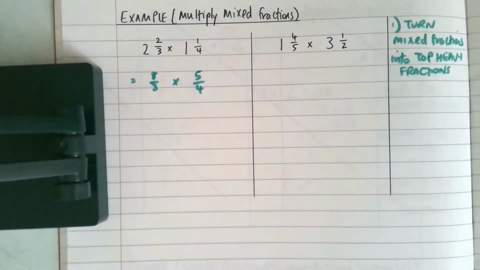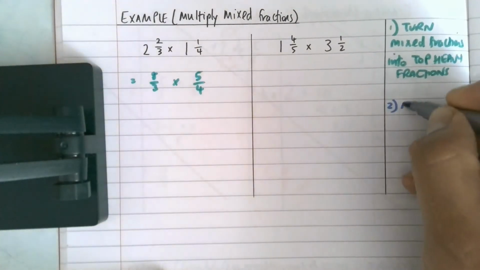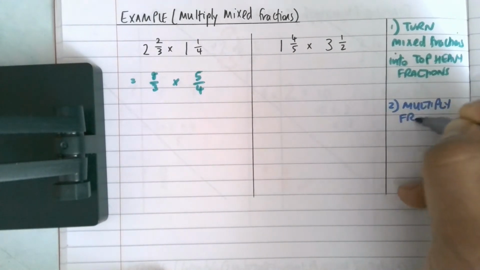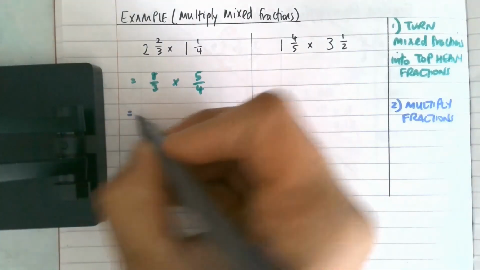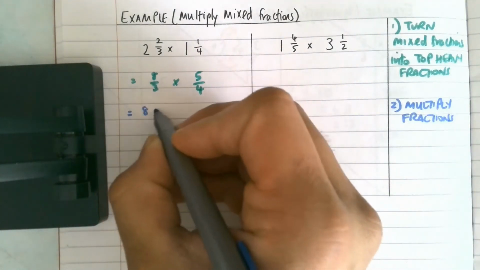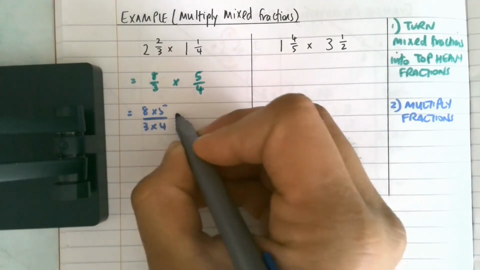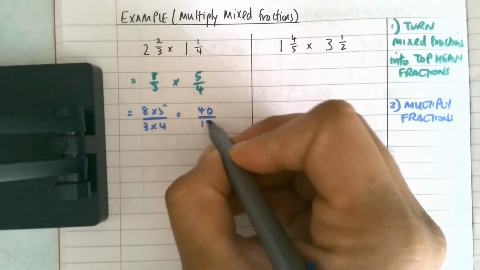The second step would then be just to multiply the fractions. We'll do that step in one go. So we're just going to multiply the fractions. That means we're going to multiply the numerators together, we're going to multiply the denominators together. So 8 times 5 is 40. 8 times 5 and 3 times by 4. So 8 times 5 is 40. And 3 times by 4 is 12.